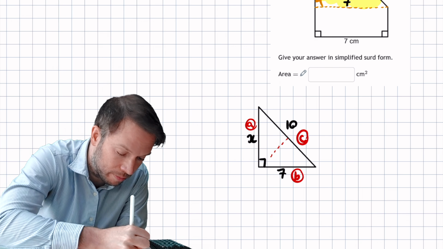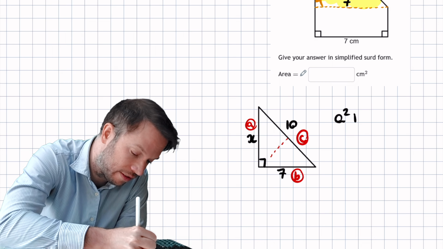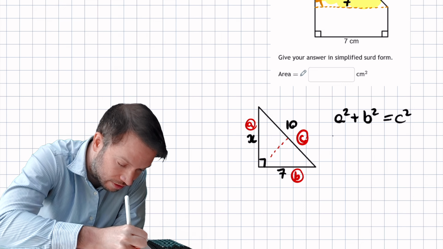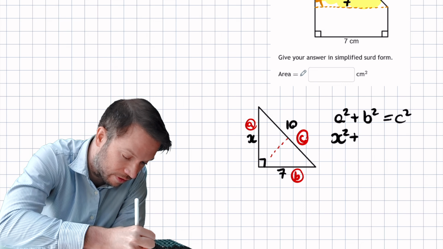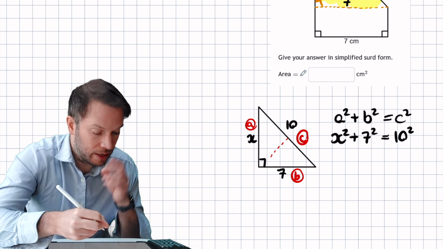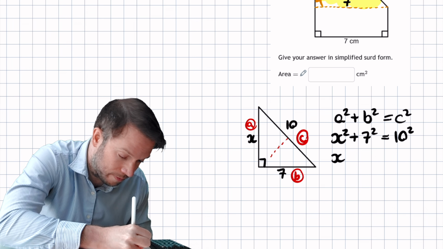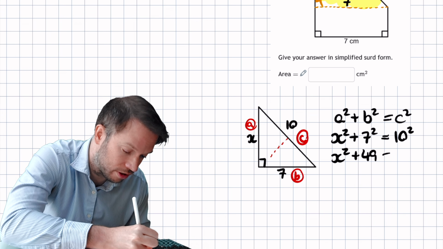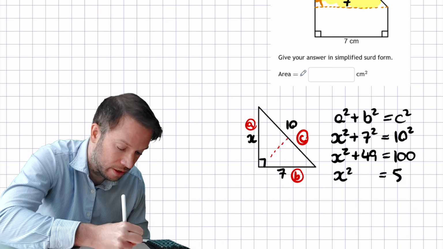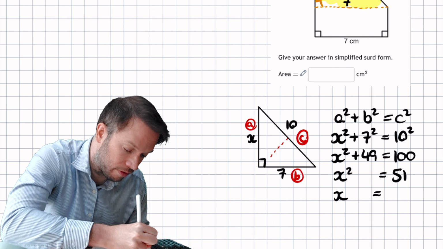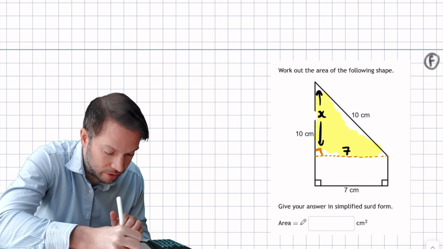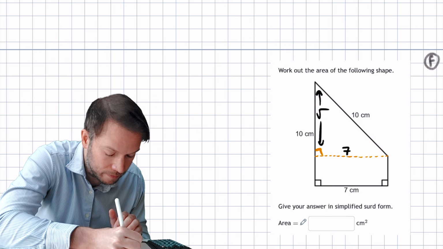And Pythagoras theorem is that a squared plus b squared is equal to c squared. So we can do the a squared, which is x squared, plus the b squared, which is 7 squared, and that is equal to the c squared, which is 10 squared. And then if we work out what these numbers are, x squared plus 49 equals 100. And so x squared, if we subtract the 49, we get 51. So x is the square root of 51, like that. So x here is root 51.